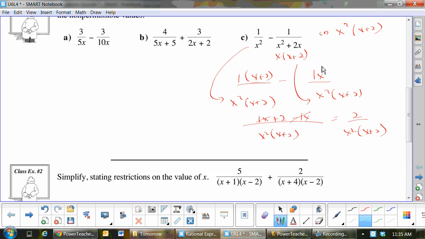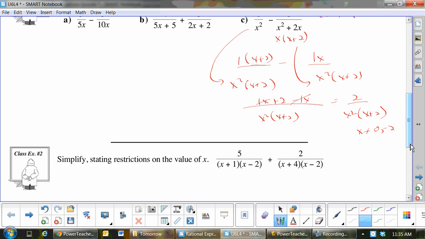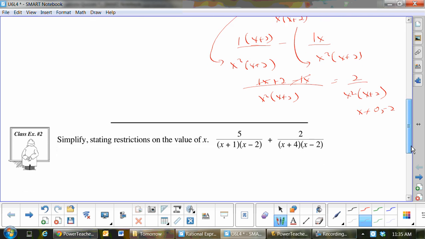Now, what would be my non-permissibles? X cannot equal 0 and negative 2. Okay? Let's keep on going here.